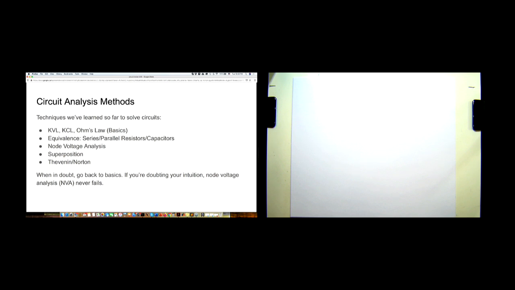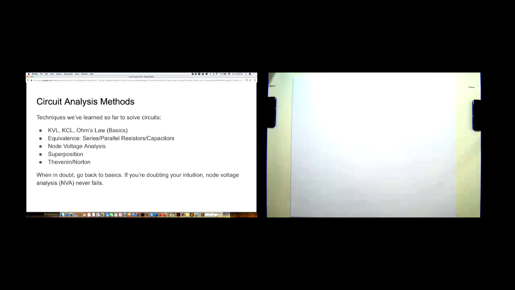Now, a good piece of advice is that when you're in doubt about the circuit analysis that you're doing, start fresh, go back to the fundamentals, go back to clear algorithms like the node voltage analysis. They will never fail you. And after you have finished analyzing a circuit, then try to develop your intuition about how and why you reached this result.